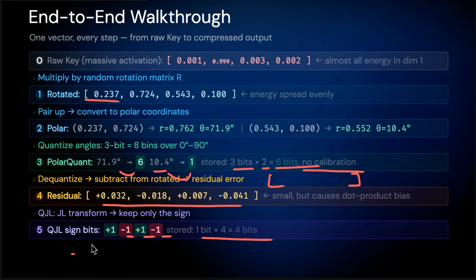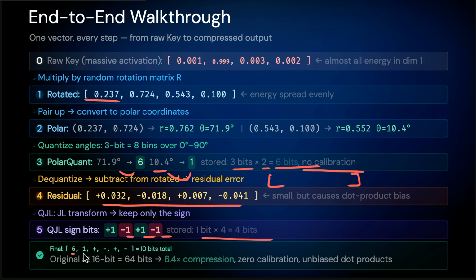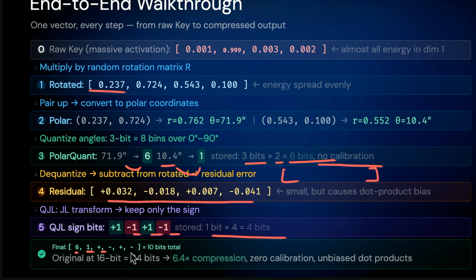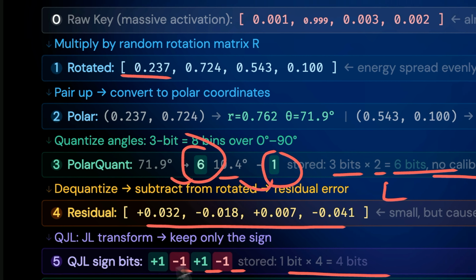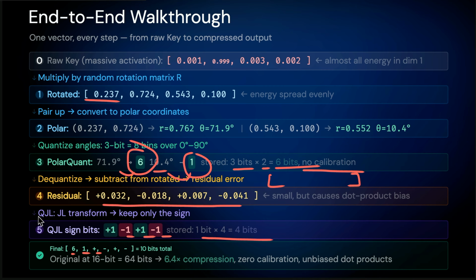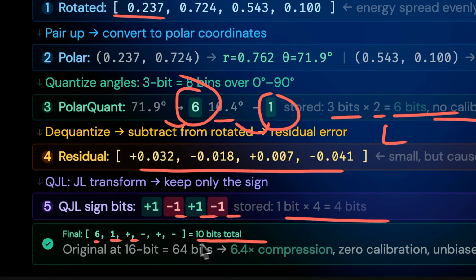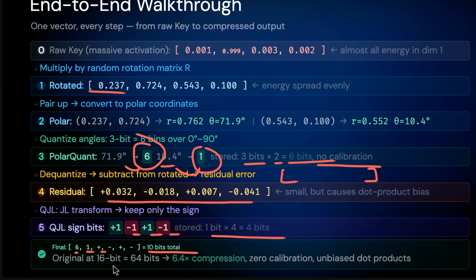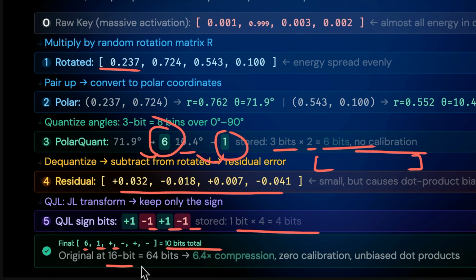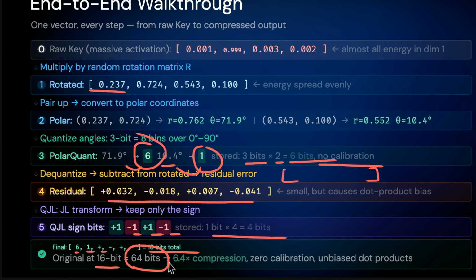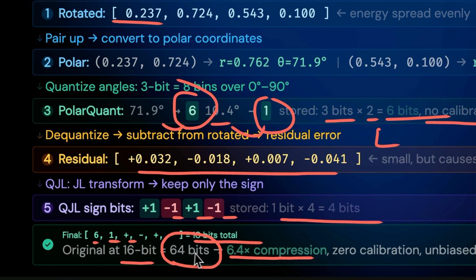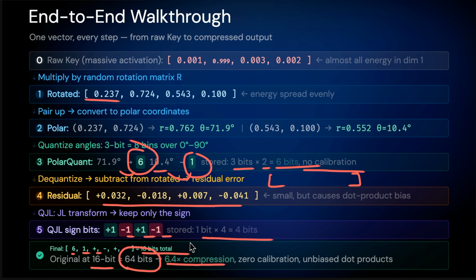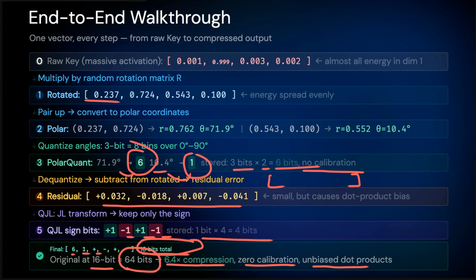So finally, after quantization, our input vector would look something like 6, 1, 6, 1, plus, minus, plus, minus. The 6 and 1 are coming from the PolarQuant, as you see here, 6 and 1. And the plus, minus are coming from our QJL transformation. So 10 bits in total. We started from an original 16-bit vector where it takes 64 bits of memory, but we achieved 6.4 times compression because finally we converted this 64 bits into 10 bits total.